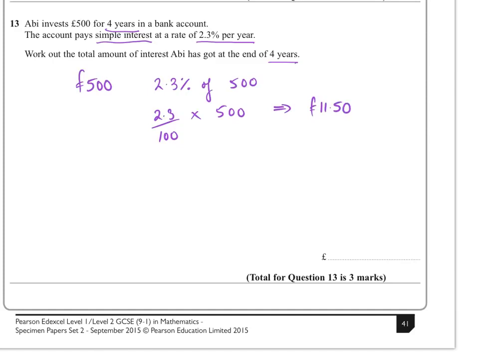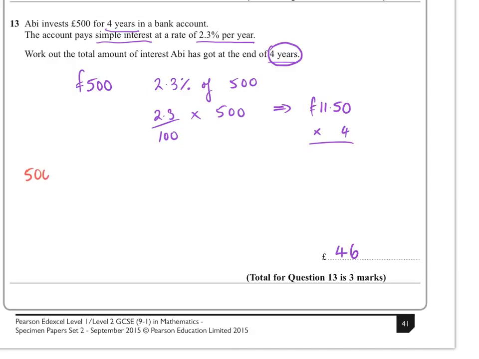Now all I have to do then is just multiply that by 4, because that's how much I would get each time. So if I now times that by 4, you can do all this on your calculator, I end up getting £46. So that's the simple interest way. So if you want to go to the next question, that's fine. I'm going to do compound now.